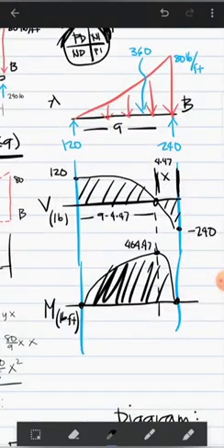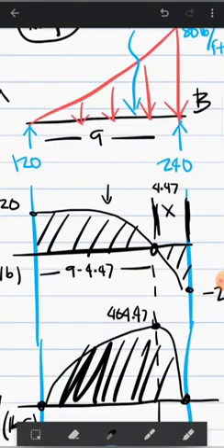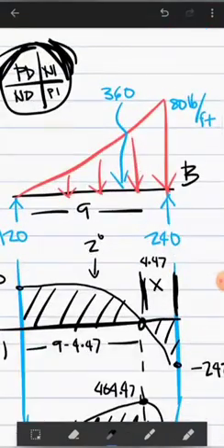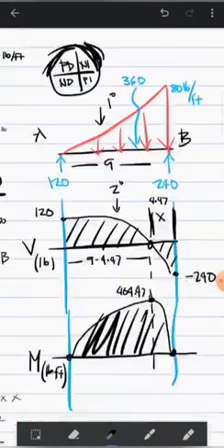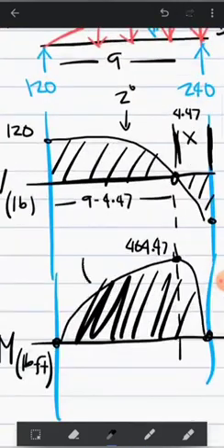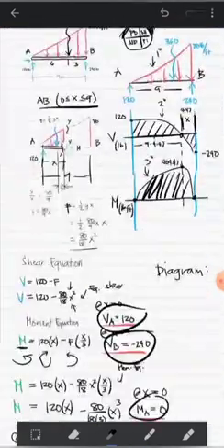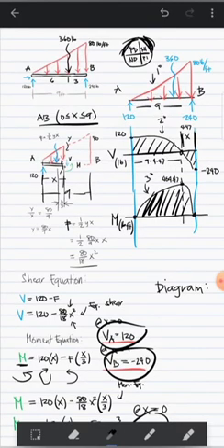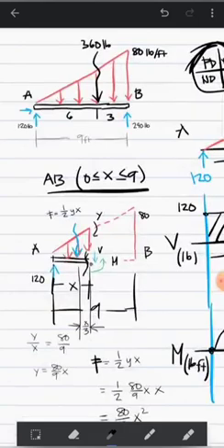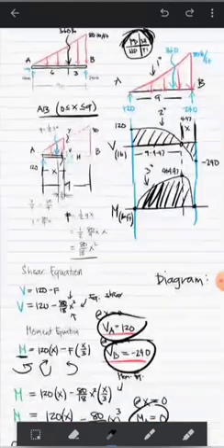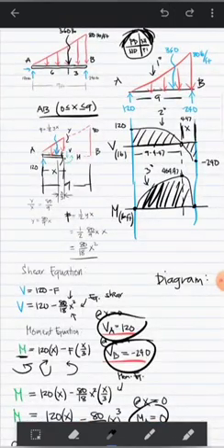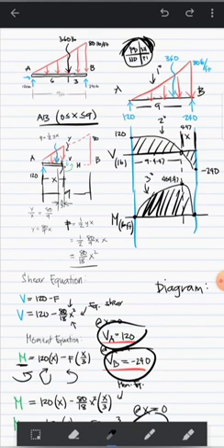And then please take note nga kini siya is in second degree. Kay this is linear or first degree. Kay triangle man siya, triangular man siya, linear iyang equation. Well, this one is parabolic or second degree and this one is third degree. So that's how you solve this equation, or that's how you draw the shear and moment diagram of this particular given through equation method. And then the other method, I will discuss it on another video.